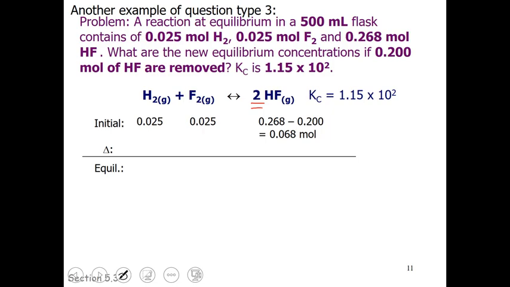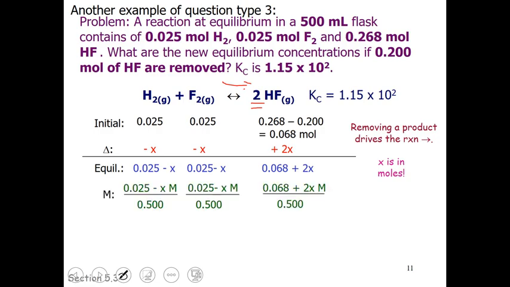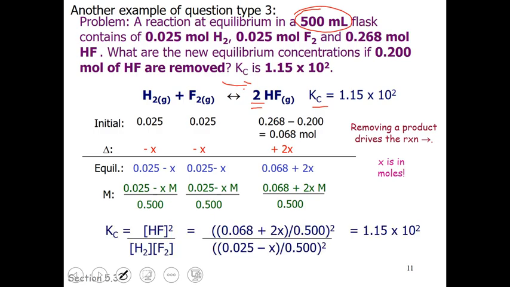Now, of course, when you remove some product, you are going to shift the equilibrium to the right. So it's going to change forward at -x, -x, and plus 2x. Our x here is in units of moles, and here is our representation of our equilibrium concentrations. Of course, before we substitute this in our equilibrium expression, we are working with Kc, so we need to work in units of molar. So you notice I am now dividing by the number of liters, which is 0.5. Kc is, of course, products divided by reactants. So now I have my expressions.